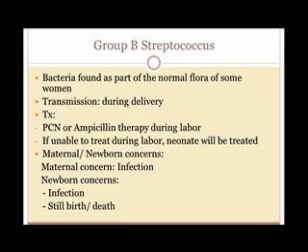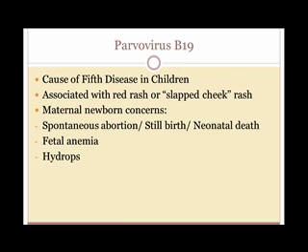Human parvovirus B19 is most commonly known for its cause of fifth disease in children. This is associated with a red rash on the body or a slap cheek rash. It's called that because the cheeks look red, like somebody slapped them.